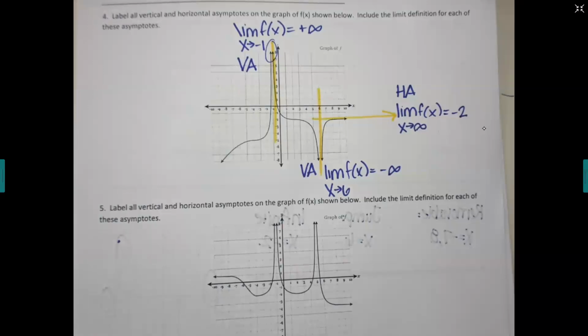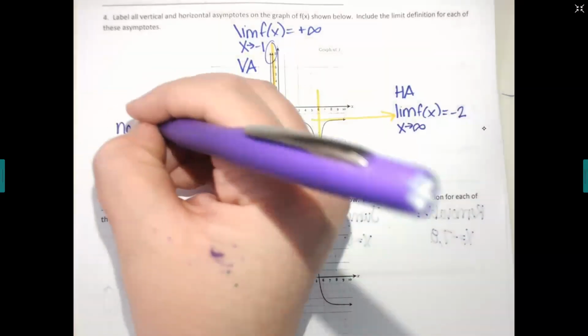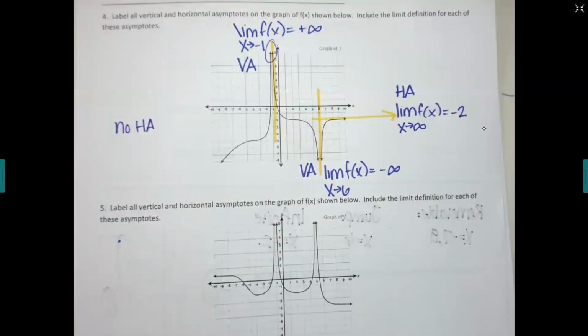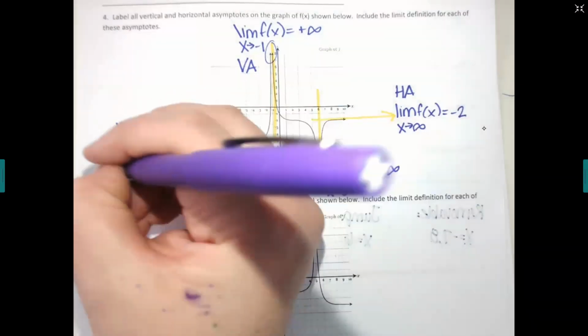Now, on the left end, you'll notice that you don't have an asymptote, but you can still write a limit to describe what that end is doing. So I'm gonna put no HA so that you know there's not an asymptote on this side, but I can still describe the end behavior. What will my limits X be approaching?